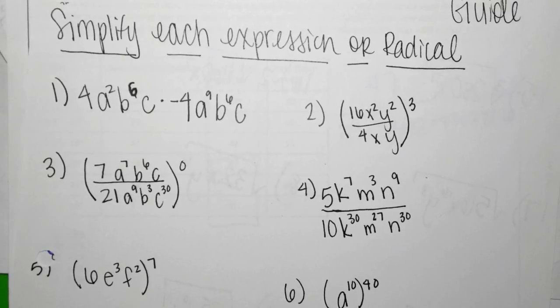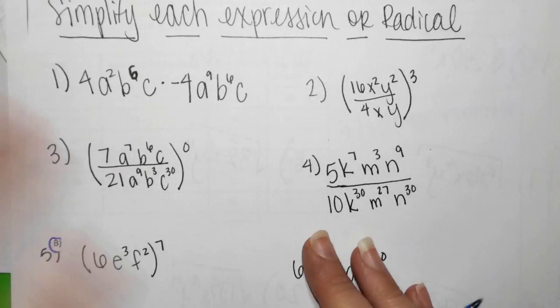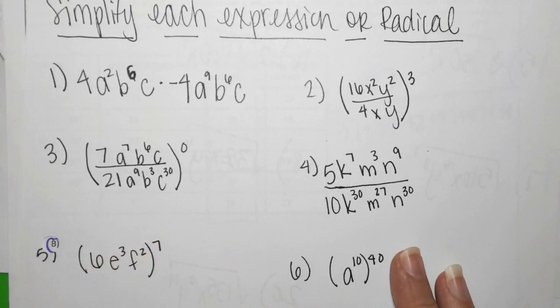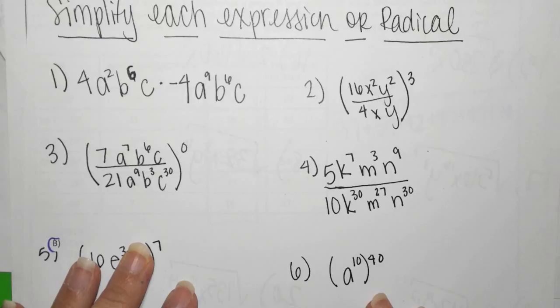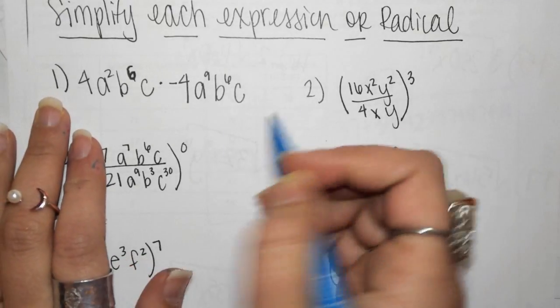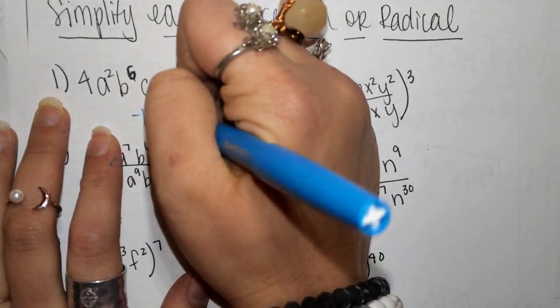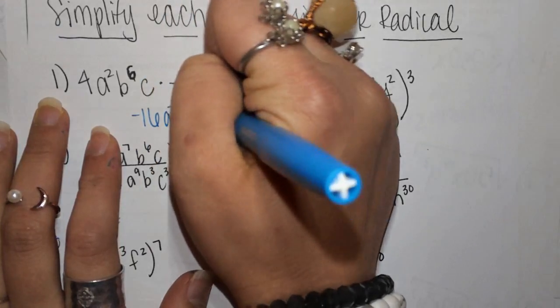All right, number 1. Please have your marker or something else so you can give yourself a check mark if you got it right. You don't know if it's right. Can you stop that? All right, number 1, you have to multiply. So you get negative 16, a to the 7th, b to the 12th, c squared.